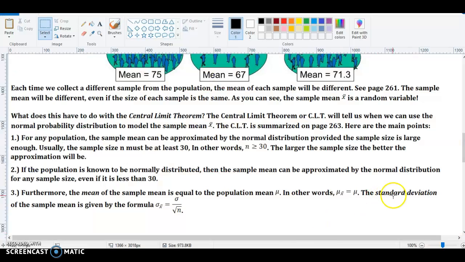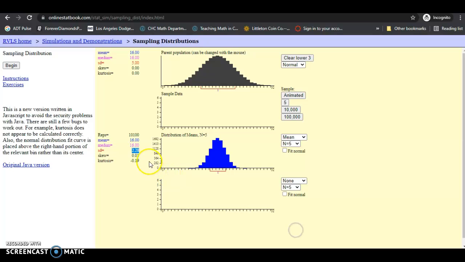And then the standard deviation of the sample means is given by this formula: sigma divided by the square root of n. Remember, sigma is the standard deviation of the population, and n is the sample size. So if we take the standard deviation of the population and divide it by the square root of the sample size, we get the standard deviation of the sample means. According to our simulation, the standard deviation of the sample means is 2.28.